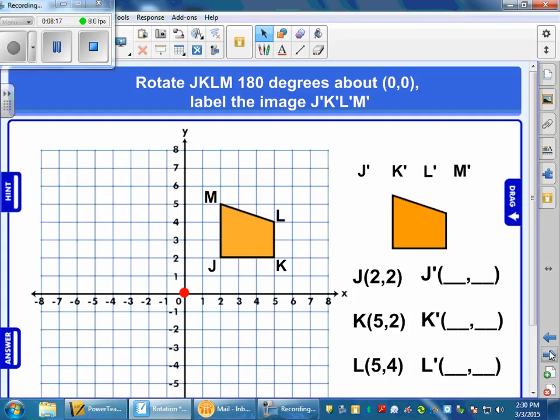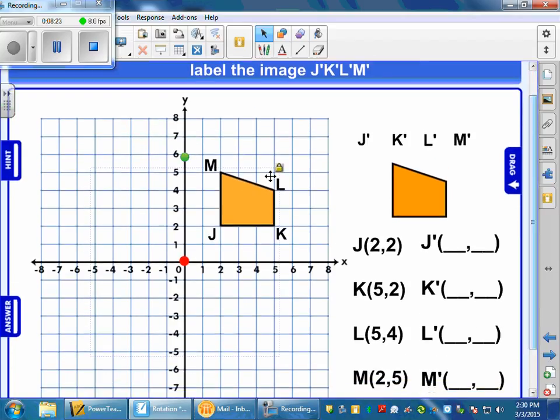Instead of filling this out, I'm going to show you on the picture first. You just stay on that one picture. So I'm going to rotate this thing 180 degrees. When I do that, there's 90, and there's 180. Okay? So when I do that now, obviously this is going to be my J prime. This is going to be M prime, L prime, and K prime.